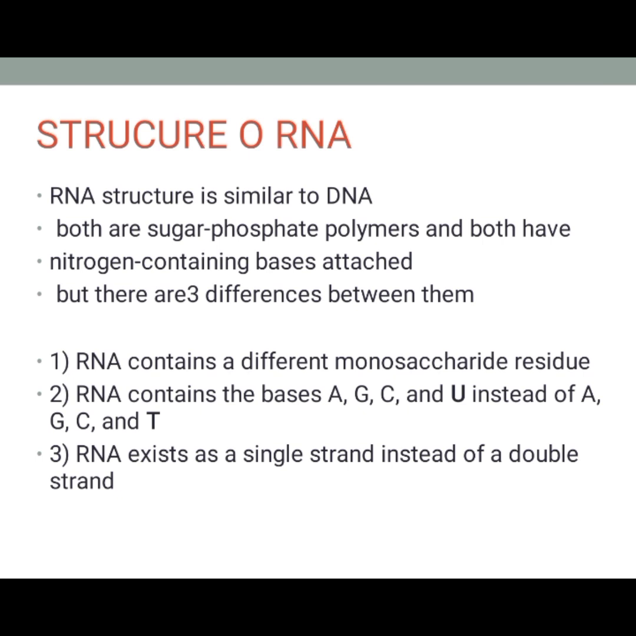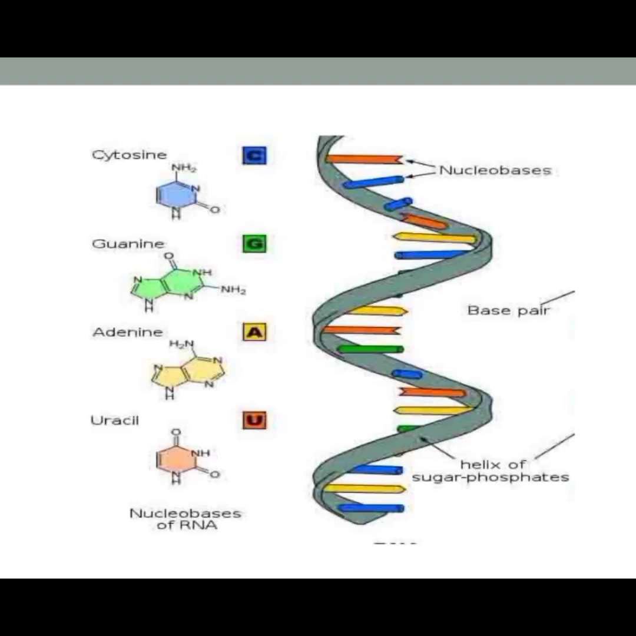Then DNA contains the bases adenine, guanine, cytosine, but RNA contains adenine, guanine, cytosine, but instead of thymine, here uracil. That is another difference. We know DNA is double stranded with a double helical structure, but RNA exists as a single strand instead of a double strand. Here you can see the structure of RNA. Here you can see the bases in RNA.